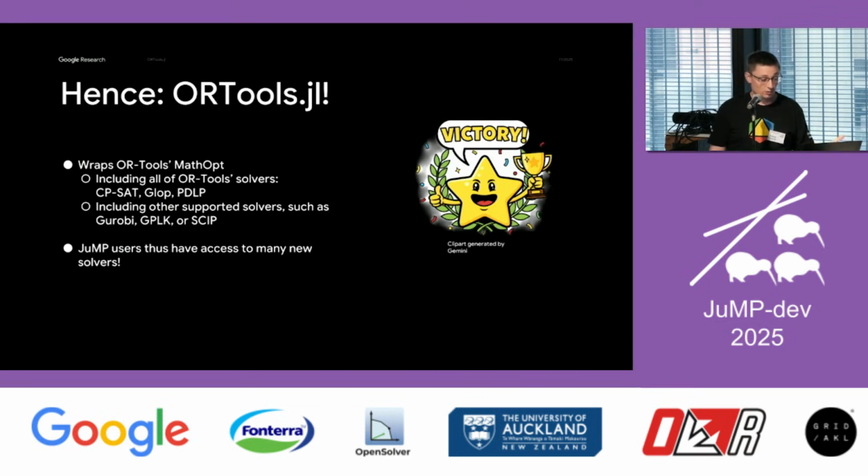And that's where we have ORTools.jl. So it wraps this modeling layer in C++ called MathOpt and brings it to MathOptInterface so that you can call all of ORTools' solvers from JuMP. So the main goal is that you have access to CP-SAT, to Glop, to PDLP as easily as you can access any other solver. So MathOpt and ORTools in general support quite a few other solvers such as Gurobi, GLPK, SCIP, but in Julia it's not really relevant because you can access all of these solvers using more native packages.